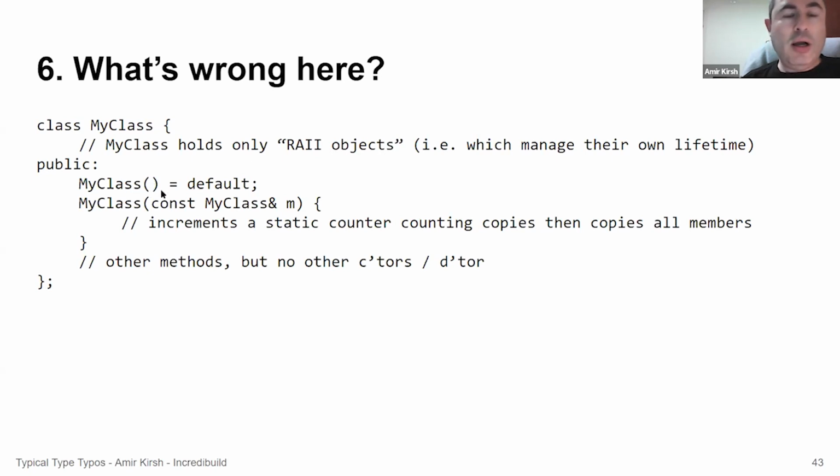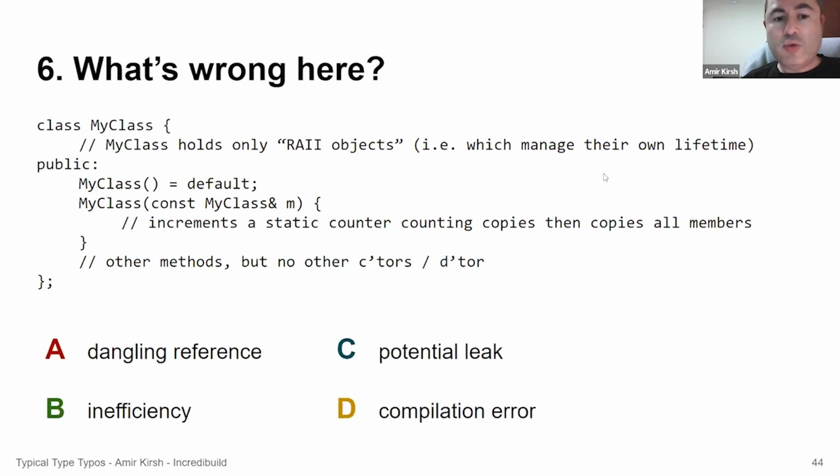Now, I have a default empty constructor. For some reason, I want to increment some static counters, so I have a copy constructor, which actually calls all the copies and copies all the members, and other methods, but no other constructor and destructor. And that's okay that I do not have any destructor. Why? I don't know. I think it is okay.